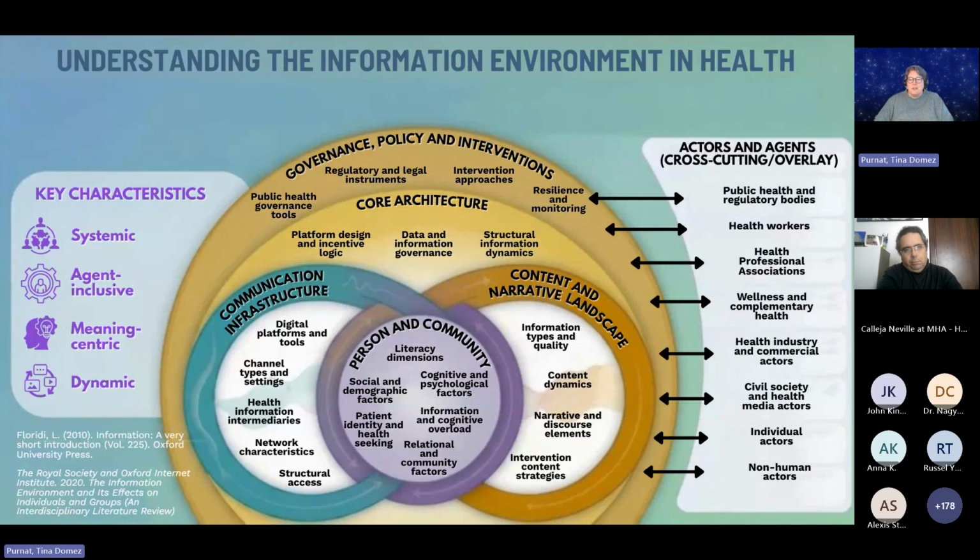Third, it's meaning centric. I mentioned this before already, because focusing on the fact that information isn't just delivered is really important. So information isn't just a package; it's interpreted actively. And then fourth, it's dynamic, which reminds us that the ground is constantly shifting under our feet, and that might be frustrating, but the silver lining here is that because the system is dynamic and not static, it's actually responsive to the interventions and changes that we make.